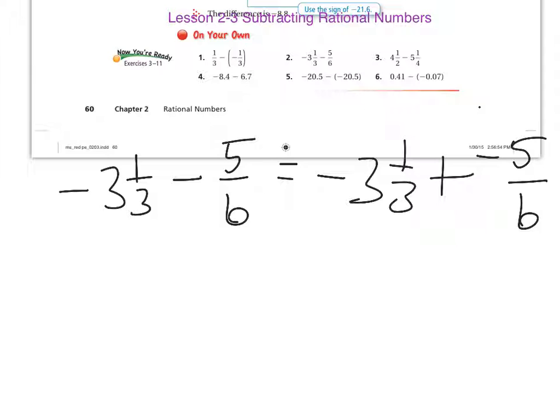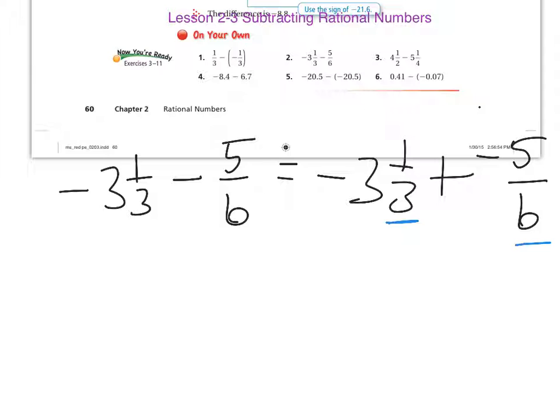Okay, our denominators are 3 and 6. So you could do your LCD, your least common denominator, or you could find a larger denominator. Your least common denominator is 6. So the second fraction's fine, but you're going to have to change this fraction a little bit to make it 6. Now you could do the improper fraction prior to getting a common denominator, or you could do it after. I'm going to do it after.